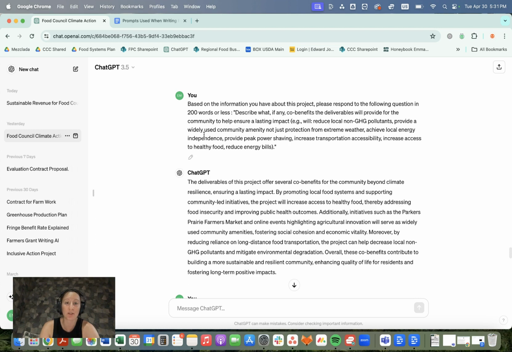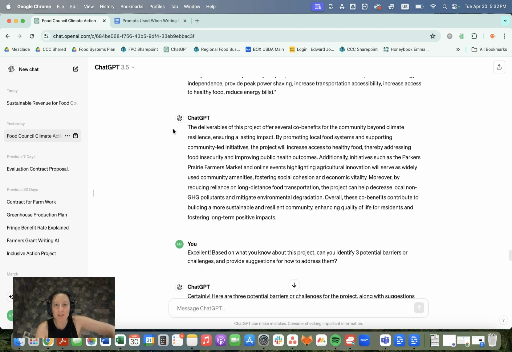And then I even included some of the examples that they had in that. And honestly, this was one of the ones that I changed the least. And I just wanted to see what's going to happen because I could have given it a lot more information. I could have come up with these things myself. I know what those co-benefits are, but I was just curious. And it was really interesting to see what they had talked about.